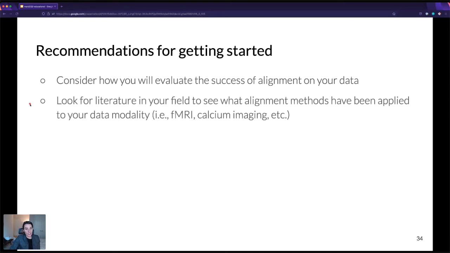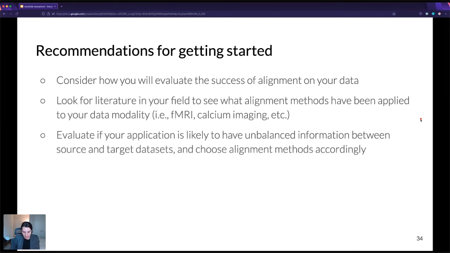I would also say just look at the literature in your field. Alignment is definitely gaining steam right now. I feel like I'm seeing more and more all the time different groups and papers that are using different kinds of alignment methods in their own data. So take a look in your field and see what alignment methods have already been applied. If you're working in brain-computer interfaces, there are some emerging best practices there. If you're working in fMRI, if you're working in calcium imaging, all of this can really help you to get a sense of what alignment methods are going to be useful for your data type. But of course, you'll still need to evaluate whether the application was successful for your particular question.